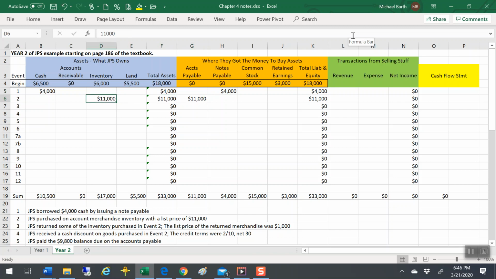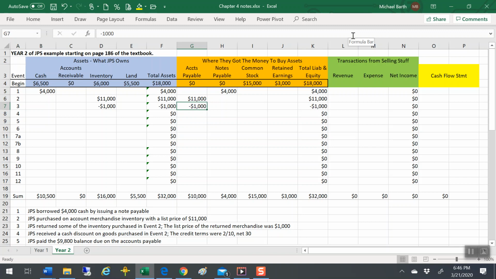Okay, so after I borrow this stuff, going to item 3, I found that some of the stuff that I bought, I don't like this, it's the wrong color, what have you. So I took it back to the store. So I take it out of inventory, take it back to the store, and it comes off of the accounts payable.